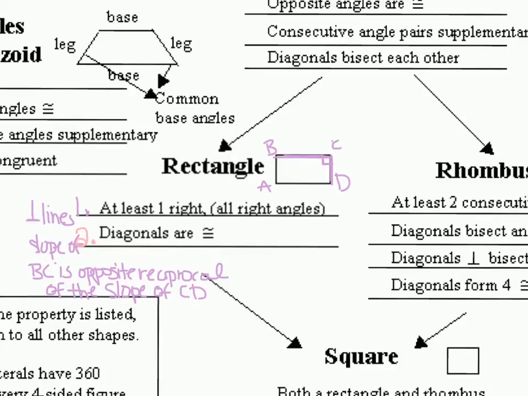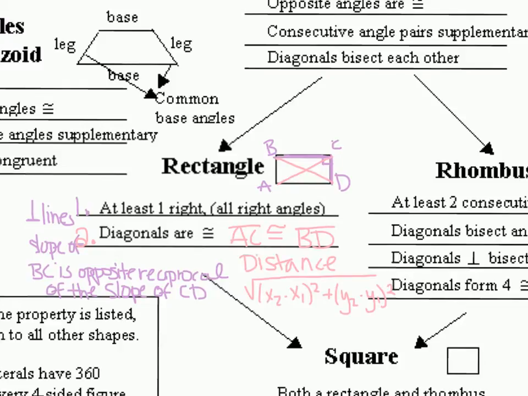Alright, the second property of rectangles is that the diagonals are congruent. The diagonals are AC and BD. And the way we can prove this is by the distance formula, that the distance of AC is congruent to the distance of BD.